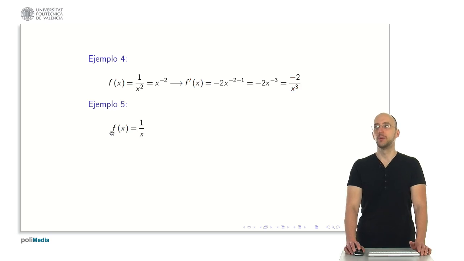Let's see another example. 1 over x. Here, the exponent would be 1, so it is 1 over x raised to the power of 1. With the same note as before, that could be rewritten as x raised to the power of minus 1.